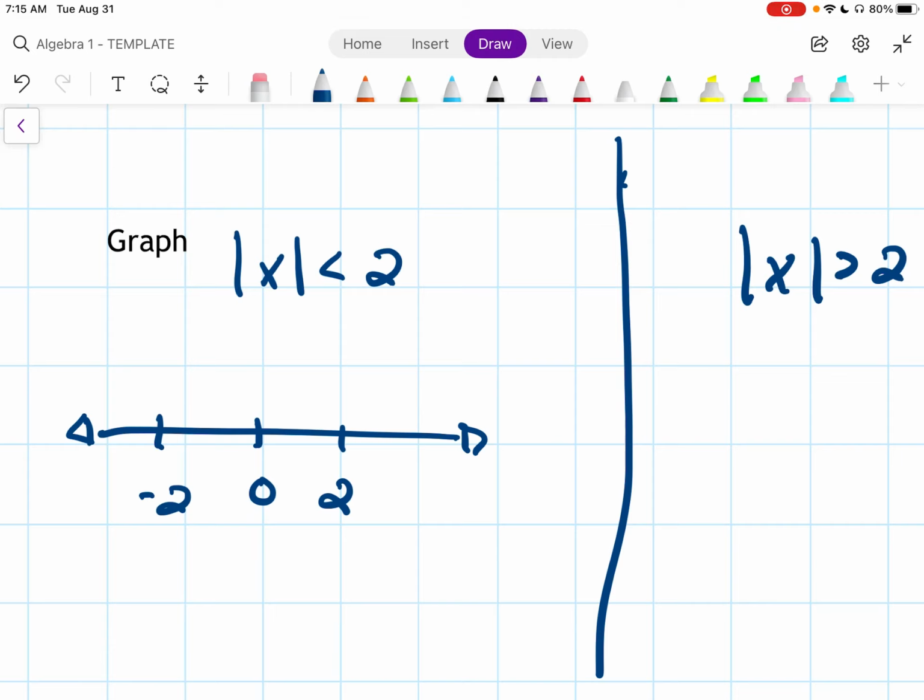Absolute value of x is less than 2. So 0 would be included, right? Would 2 be included? 2 would not be included, right? But it would be right up next to it. If we had 1.99, that's less than 2. If we had absolute value of negative 1.99, that's less than 2 also. So I'm going to put open circles on the 2's. And then we know that 0 is included, so 0 has to be shaded. I'll shade between them.